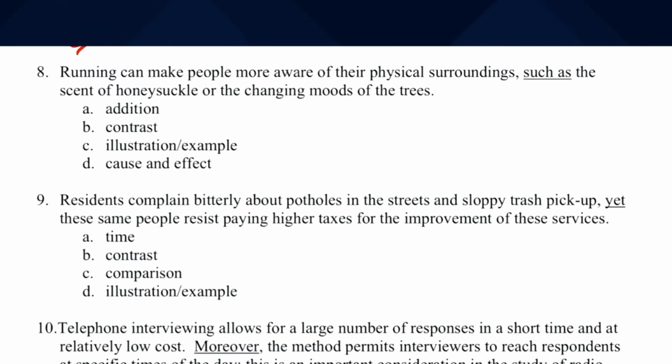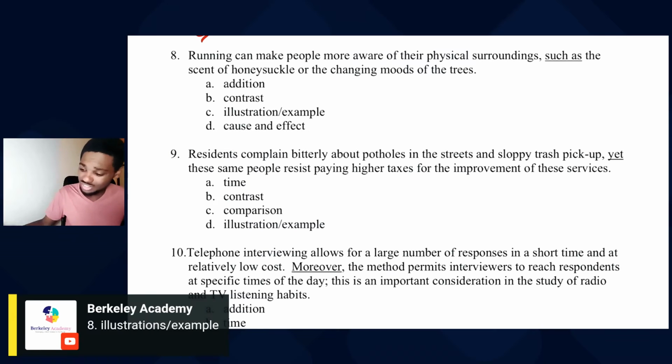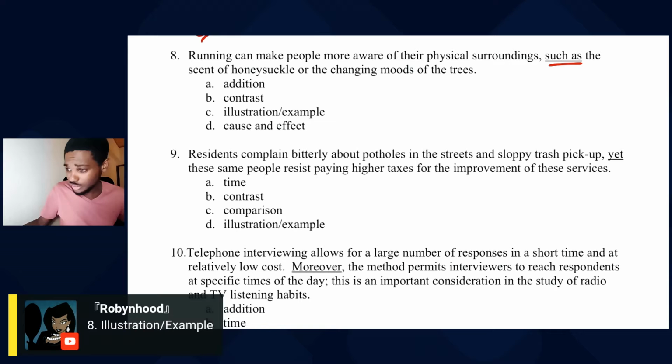All right. Running can make people more aware of their physical surroundings, such as the scent of honeysuckle or the changing moods of the trees. What is the such as doing in number 8? Ashley says C, Robin Hood, following up illustration or example. Yeah, so this is just one of the elements of the physical environment that we can be aware of. So it's definitely giving us an example.